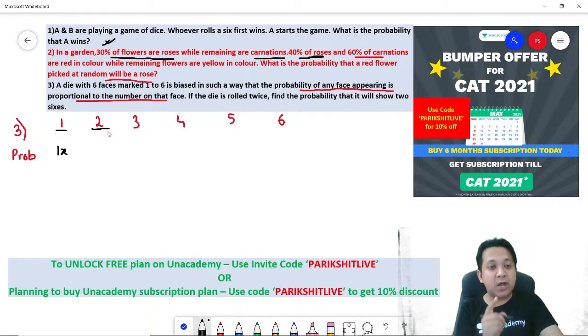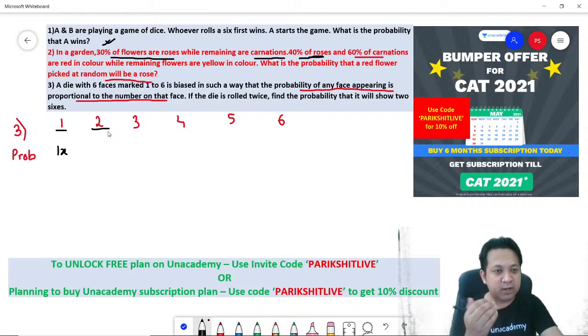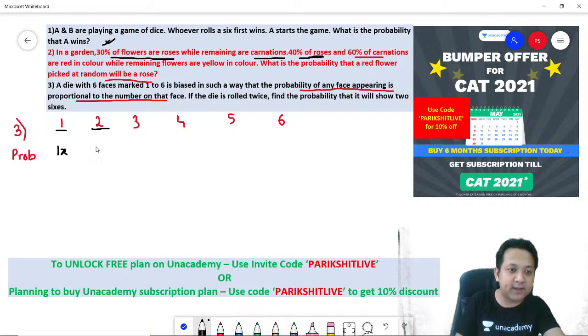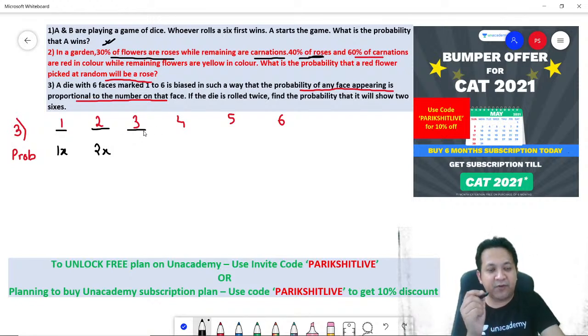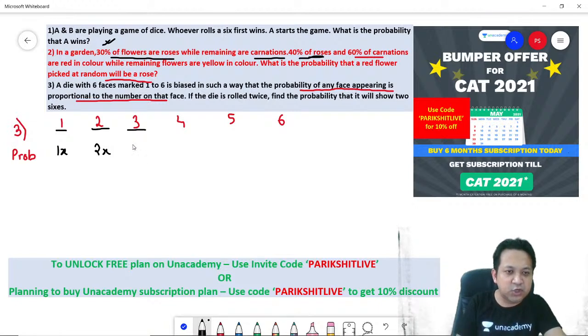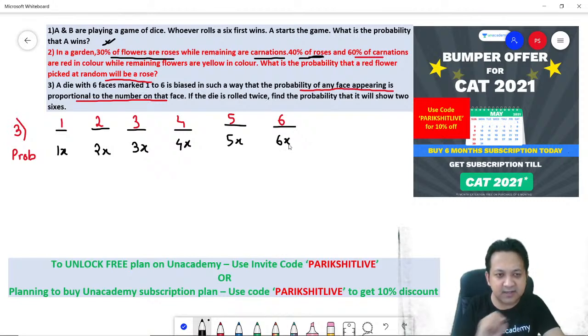What about 2? The probability of 2 appearing, or for that matter any number appearing, is proportional to the number on the face. The number on the face is 2, so it must be 2x. Similarly, the probability of 3 appearing is proportional to the number on the face. The number on the face is 3, so it should be 3x. And so on. Probability of 4 appearing is 4x, 5 appearing is 5x, and probability of 6 appearing is 6x.